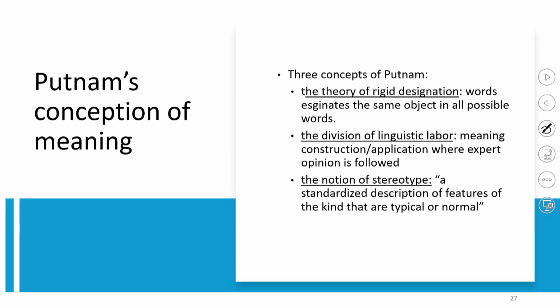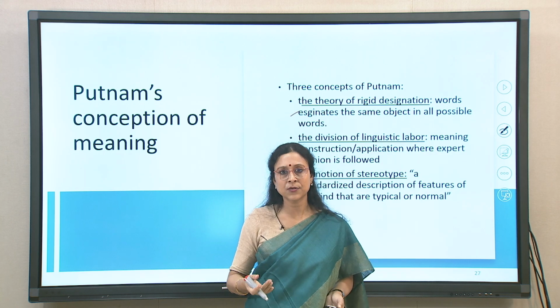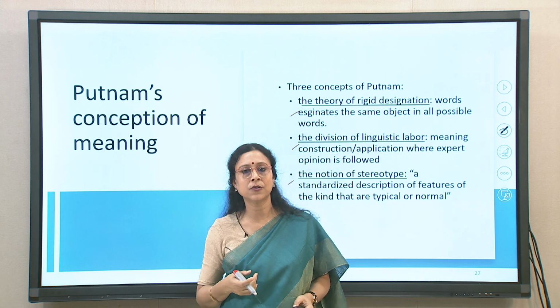Prototype, stereotype and semantic form: we have already talked about prototype a little bit. Now, here it talks about Putnam's conception of meaning. Hilary Putnam talks about meaning in terms of three important concepts: the theory of rigid designation, division of linguistic labor and the notion of stereotype. Now, here comes the idea of how meaning is generated in the society, not only in the mind of the individual, but outside in the society. In fact, he even has a very famous quote that we will get to shortly.